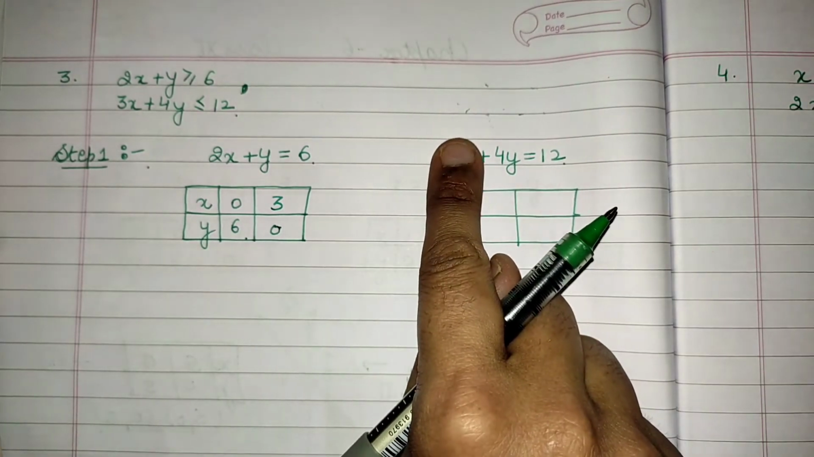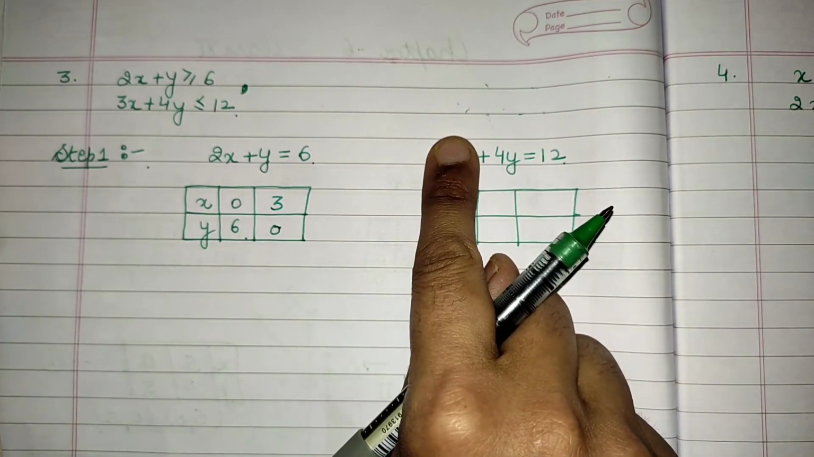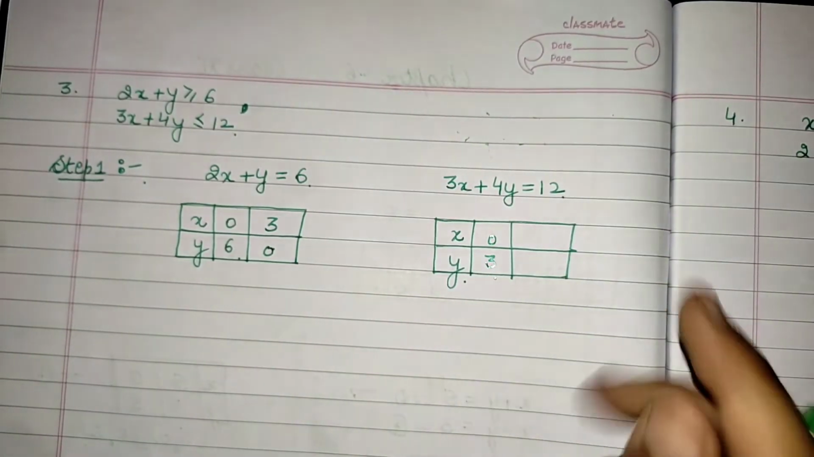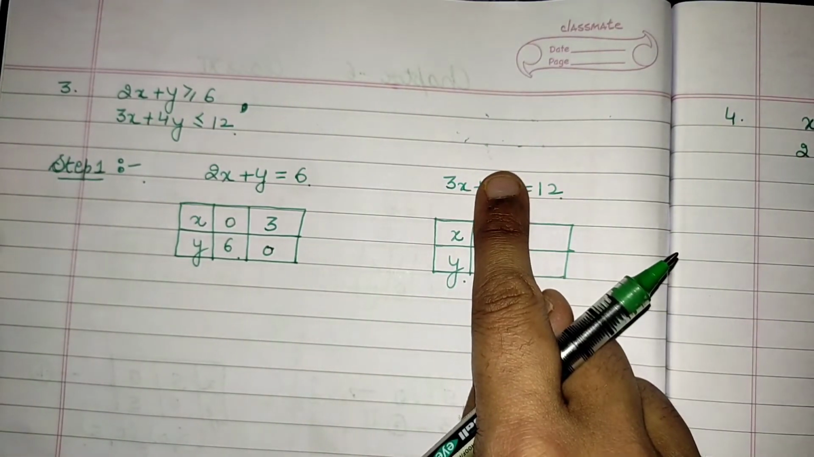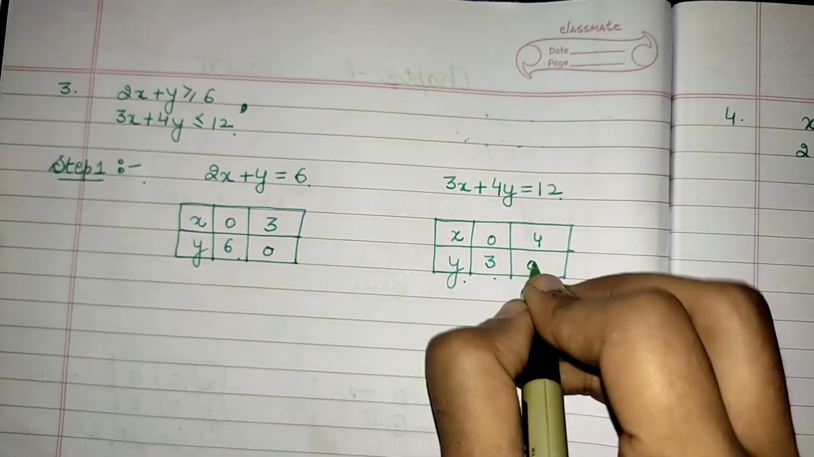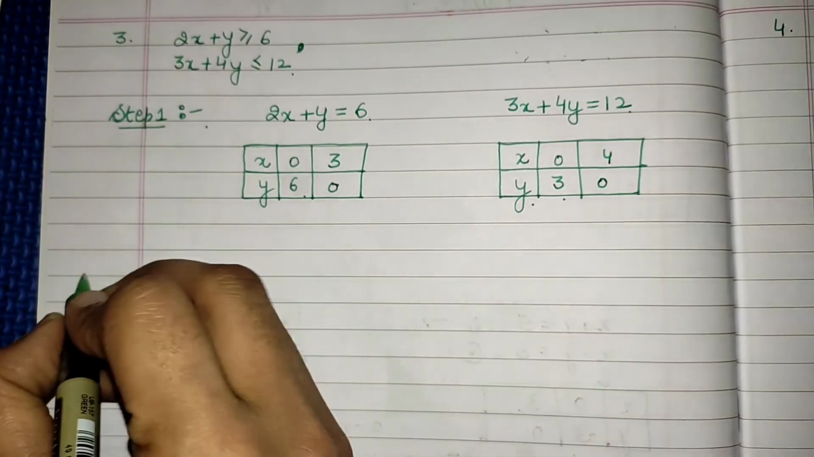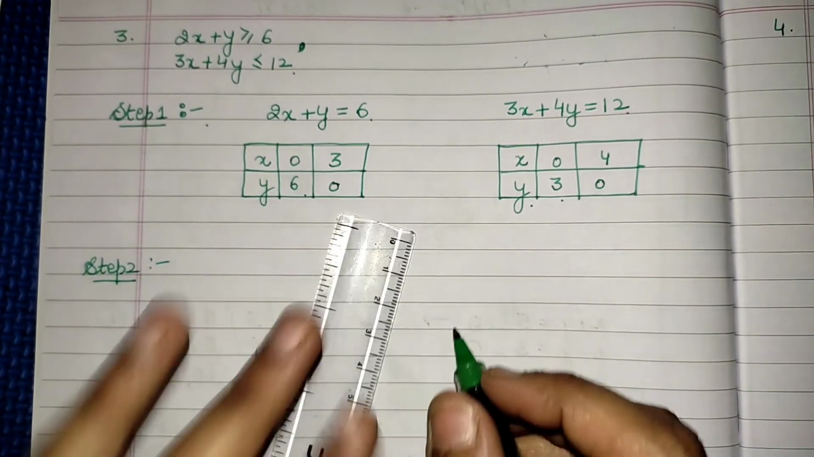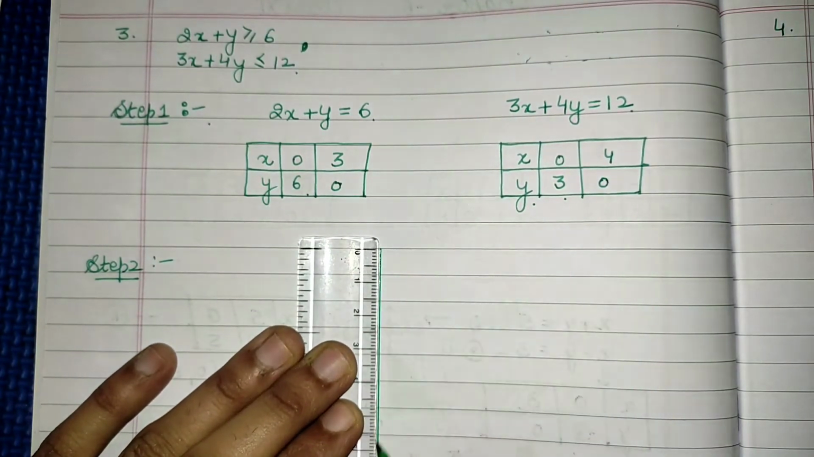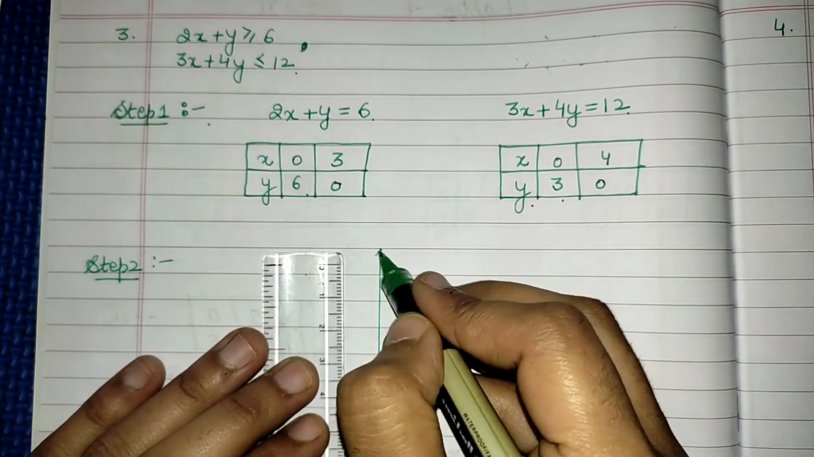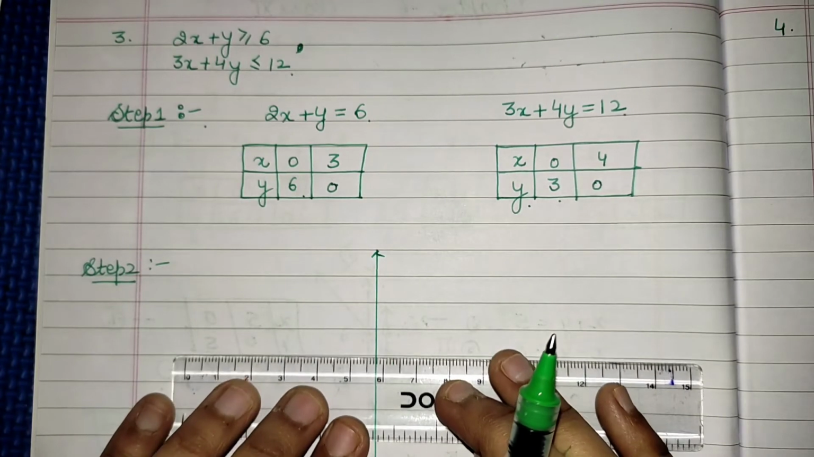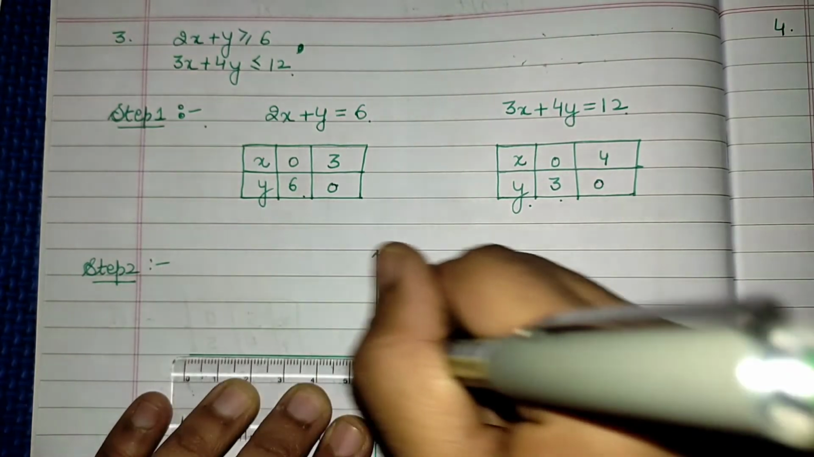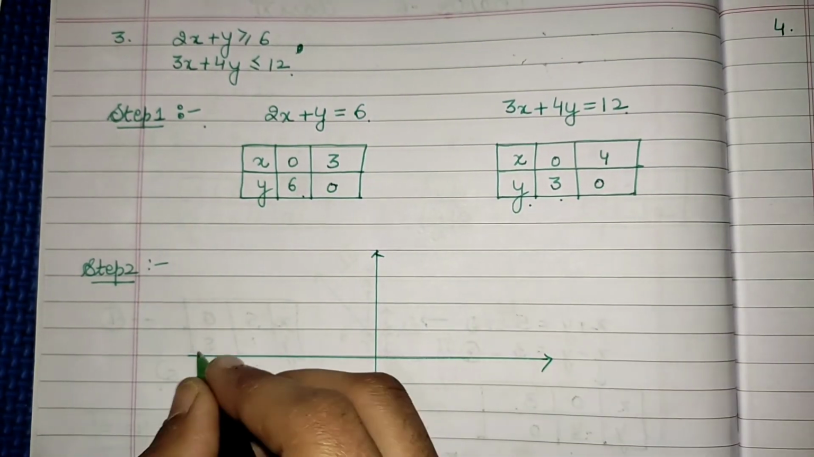Similarly, if I put x is equal to 0, I will get y is equal to 3. And if I put y is equal to 0, then my x will be equal to 4. Now, in step number 2, what do you have to do? You have to plot these points on the graph. Let us plot these points on the graph quickly so that we can find the lines and then the solution.